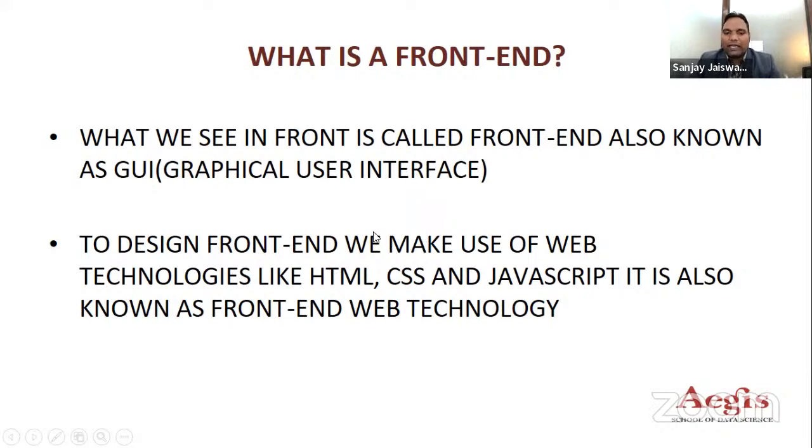To design the front end, especially in web applications, you make use of core technologies like CSS, HTML, and JavaScript. It is also known as front-end web technology, in which HTML and CSS are the most important tools to create the front end. JavaScript is optional. It depends on the type of web application you want to create. If you want a very static application without any interaction, you can simply use HTML and CSS.